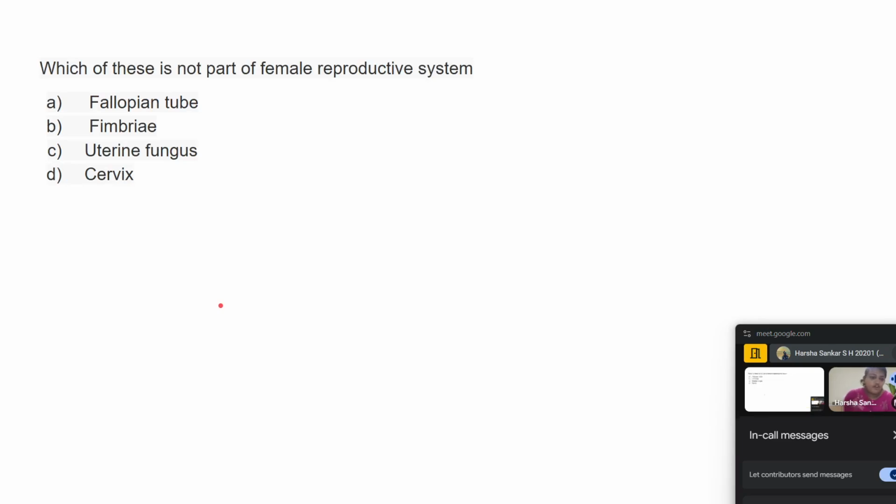Which of these is not a part of the female reproductive system? Option A, fallopian tube. Option B, fimbriae. Option C, uterine fungus. Option D, cervix. This is regarding the female reproductive system. Which of these is not a part?